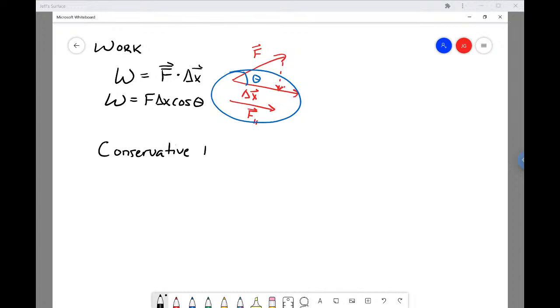And conservative forces, that word conservative means that something isn't changing. Something is remaining the same, or is to say it's conserved.